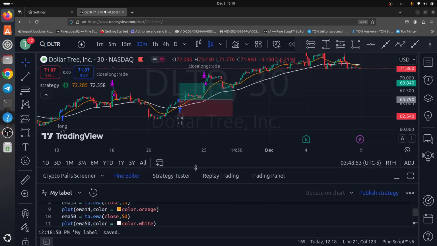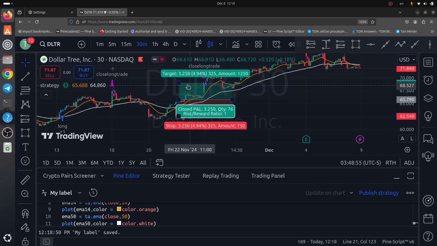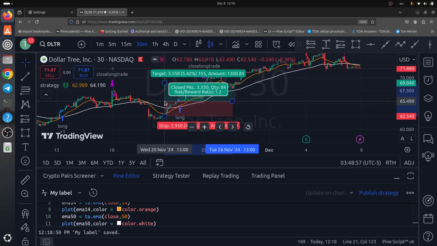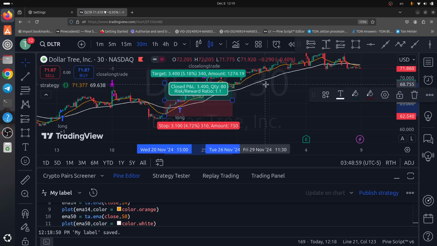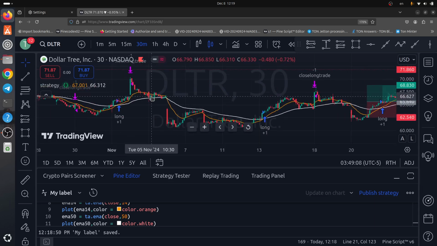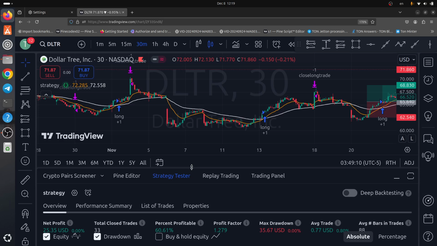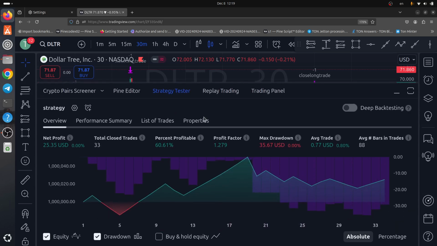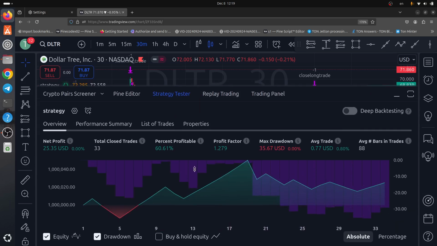And let's see. As you see here, on 5% it closes our position. It closes our position here also on 5%, here also. And yes, we can see the result in the strategy.